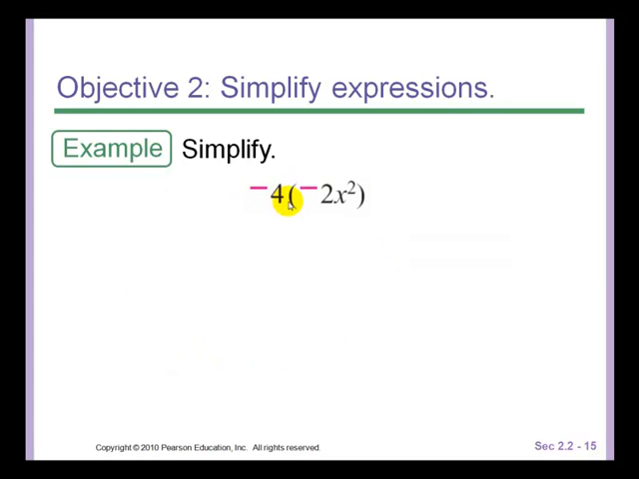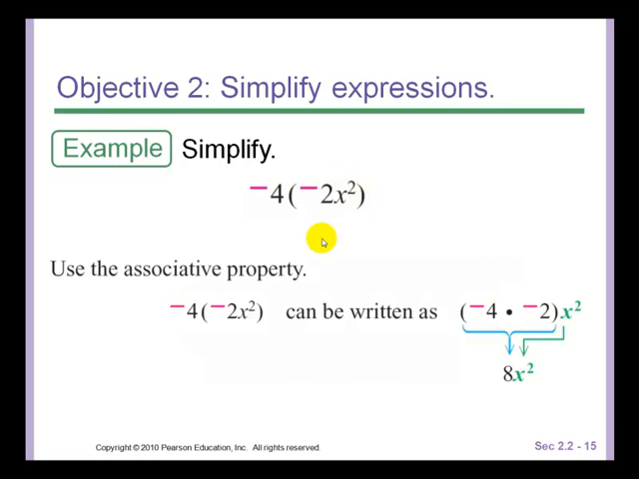Simplify -4(-2x squared). We will use the same property, the associative property. That means we can group these and do the -4 times the -2 first, and that gets us 8x squared. Notice the x squared just kind of tags along.